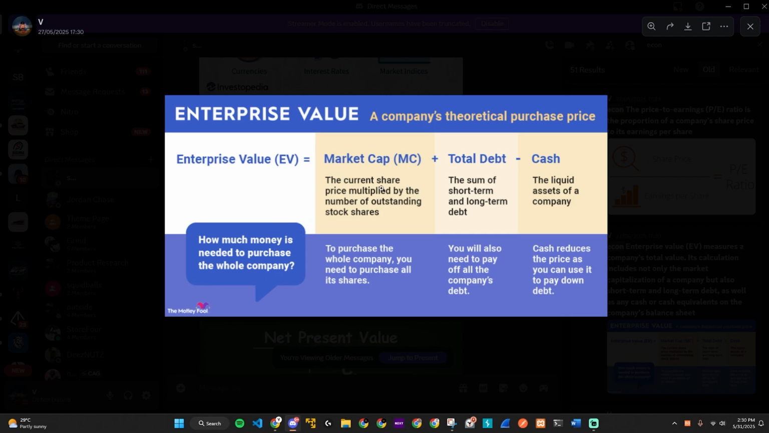The current share price multiplied by the number of outstanding stock shares is the market cap. To purchase the whole company, you need to purchase all its shares. Total debt is the sum of short-term and long-term debt. You will also need to pay off all the company's debt. Cash is the liquid assets of a company. Cash reduces the price as you can use it to pay down debt.